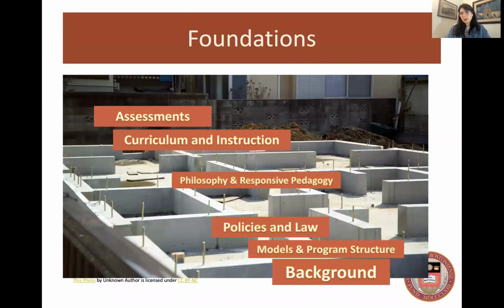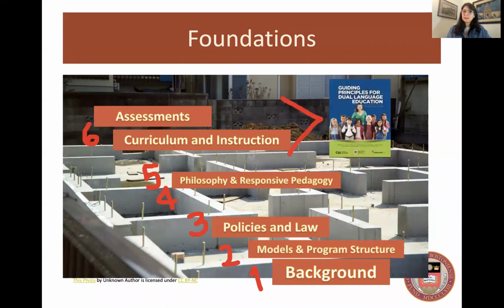So this course is about foundations of bilingual education. And when we think about foundation, as this image suggests, we talk about background, understanding the history, which we did in Module 1. We talk about models and program structure in general. So we did that in Module 2. Then in Module 3, we did policies and law, which is almost like a foundational framework for what we would do. In Modules 4 and 5, we talked about the philosophy and the drive and the responsive pedagogy in dual language education and bilingual education. And now in Module 6, we're going to talk about curriculum and instruction and assessments.